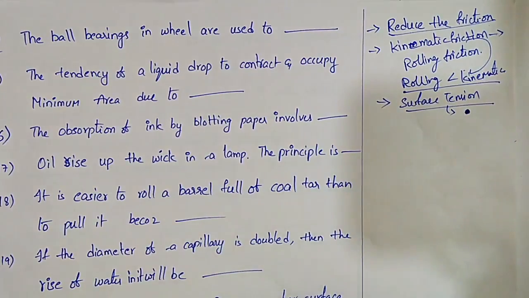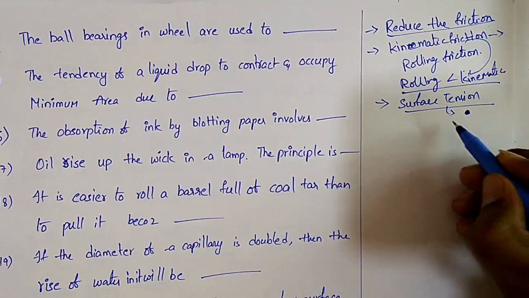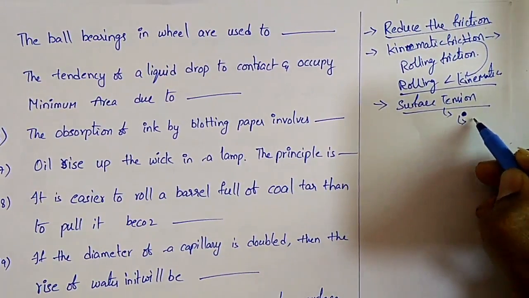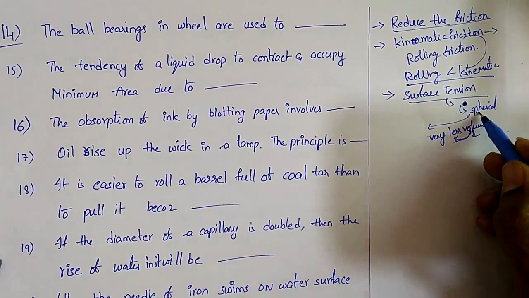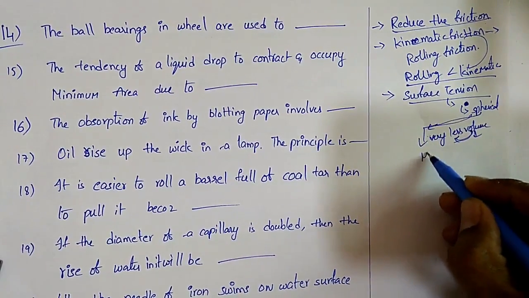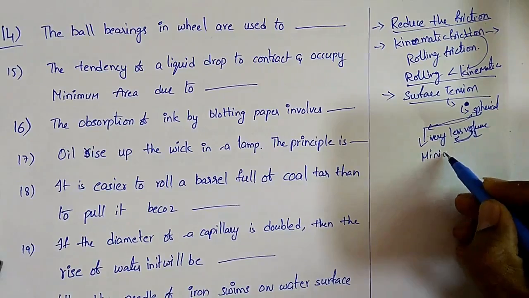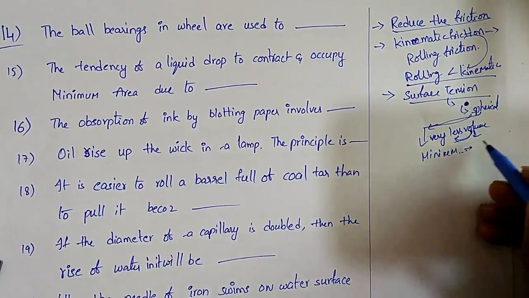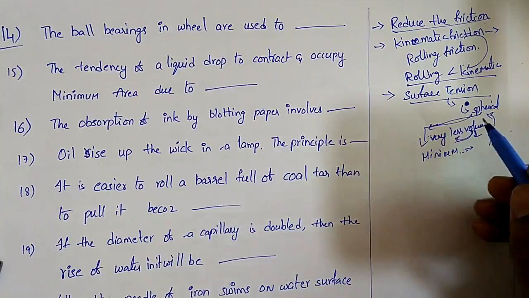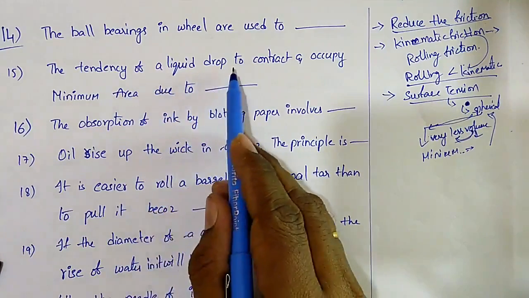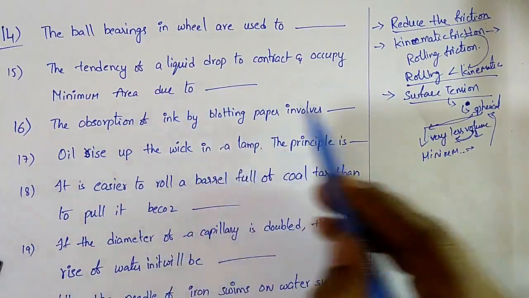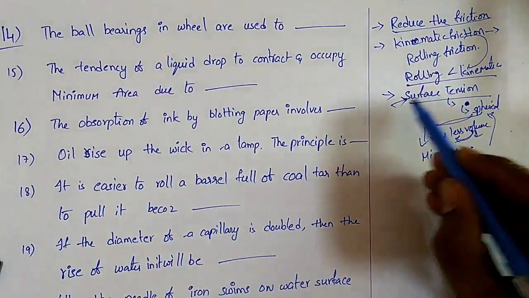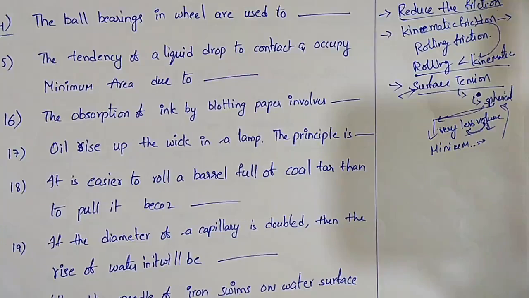Tendency to occupy the minimum area. That's why the drops form spherical. For any given volume, the sphere has minimum area. That's why the drops form into spherical. Okay, here the tendency of liquid drop to contract and occupy the minimum area is due to the surface tension. It is the definition of surface tension.